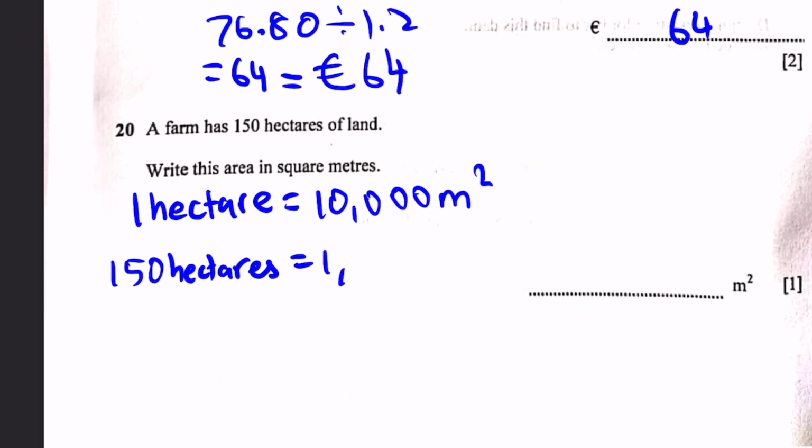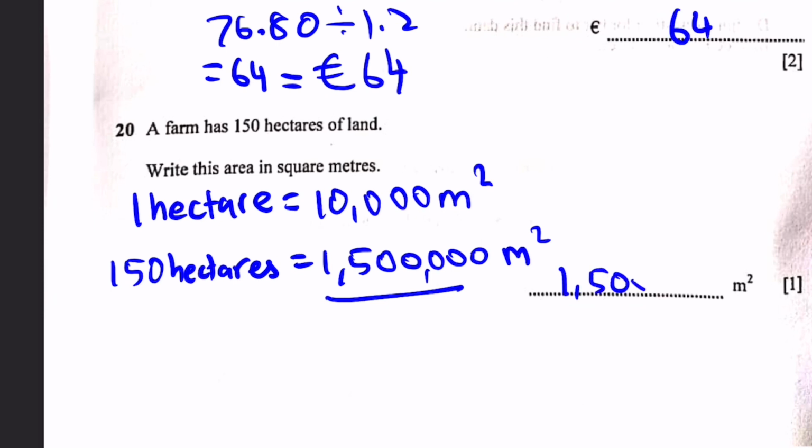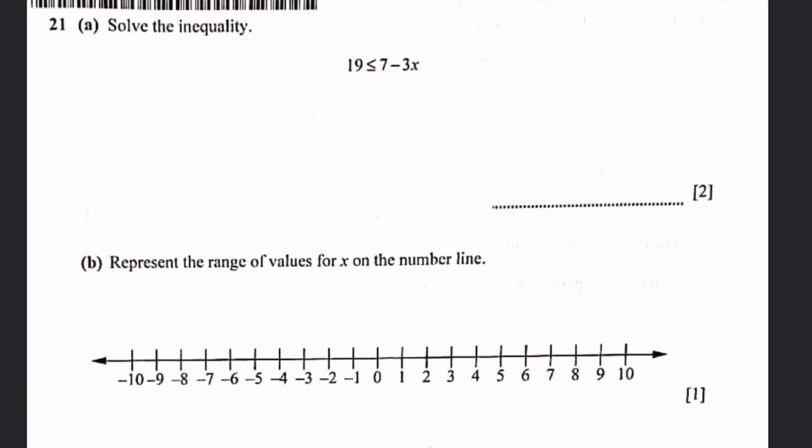That will be 1, 5, and followed by 5 zeros. So that's 1,500,000 meters squared. 1,500,000. That's the answer. Let's move to question 21.